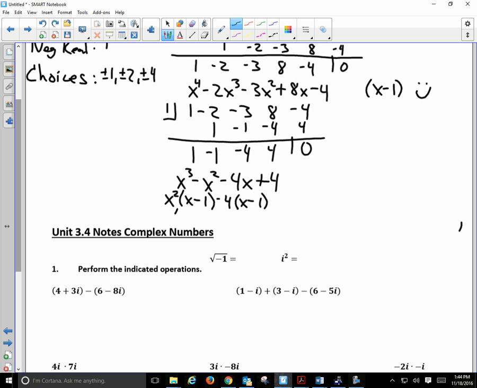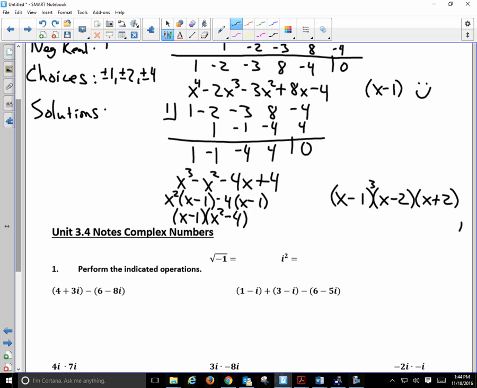Factor out now the x minus 1. And we get x squared minus 4. So I have x minus 1 times x minus 2 and x plus 2. And because I have the other two x minus 1s, it'll be x minus 1 cubed. So that's the factorization. So my solutions are plus or minus 2 and 1, 1, and 1.